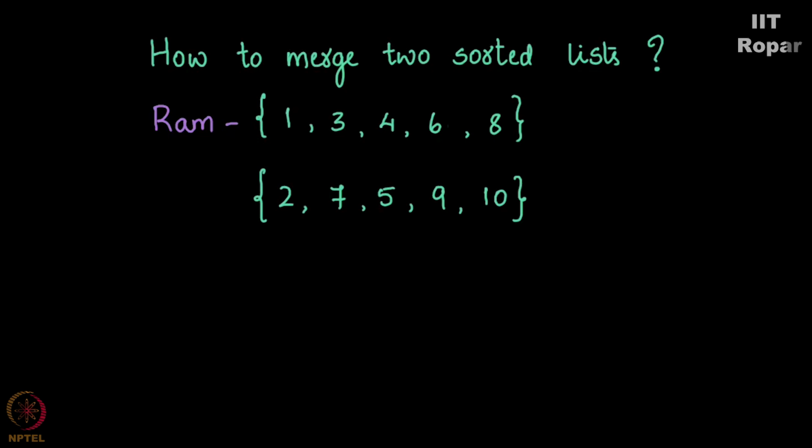When sorted, Ram writes this down as 1, 3, 4, 6, 8. Isn't that the sorted order? By hook or crook, he sorts it like this. And then Priya takes 2, 7, 5, 9, 10 and sorts it, which becomes 2, 5, 7, 9, 10. Now here are two lists that are sorted, two bunches of, let's say, answer scripts. Now how do you merge these two things?